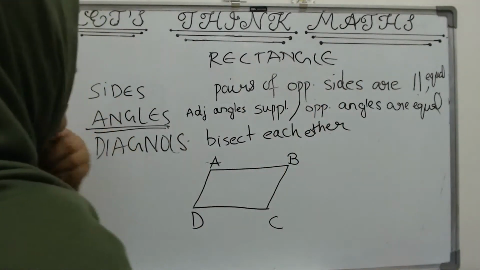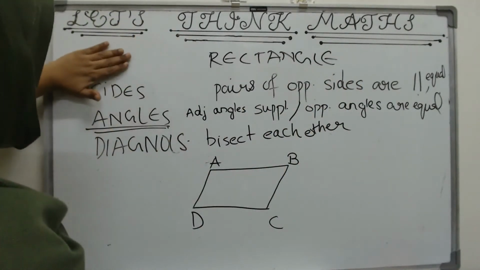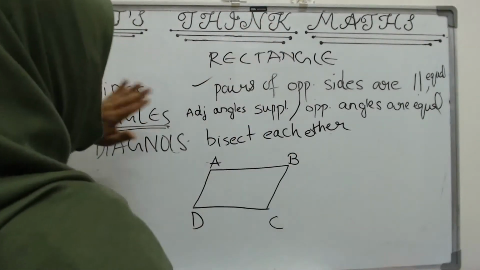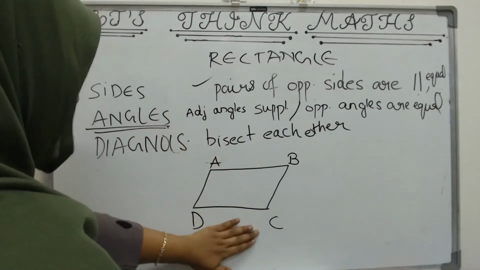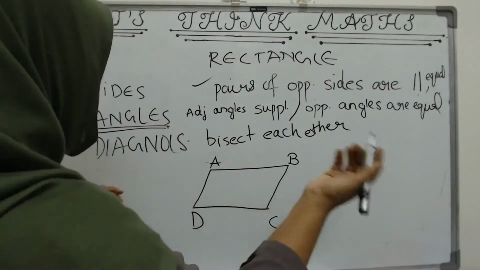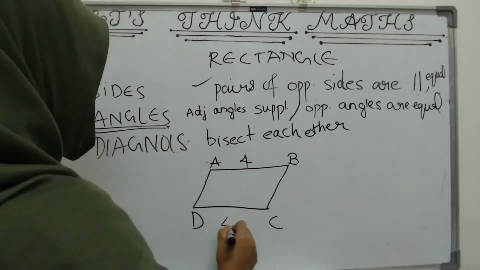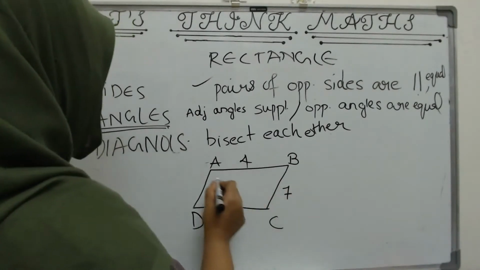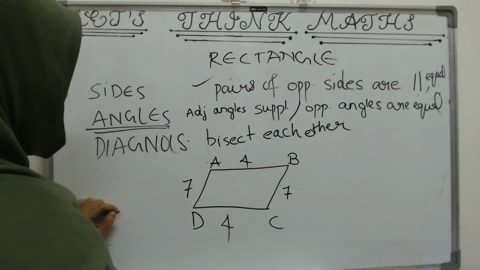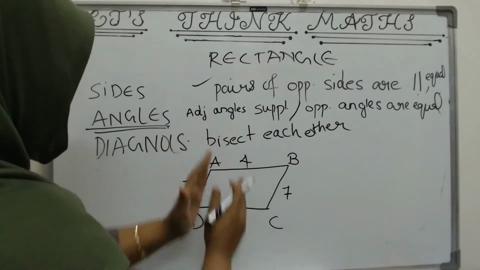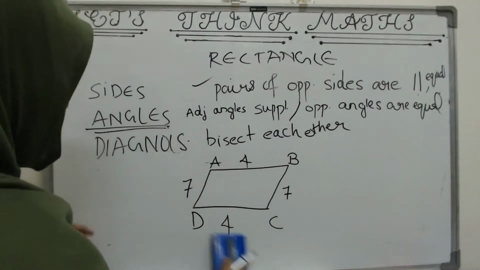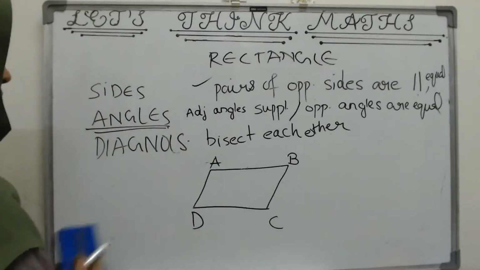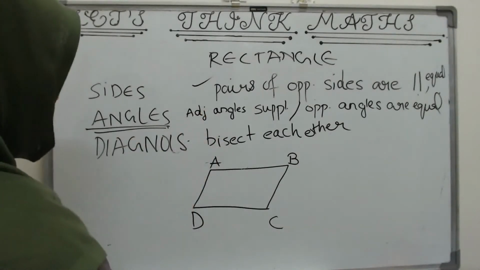So the properties of the sides of the rectangle are the same as the parallelogram. Nothing more to add. The opposite sides are parallel and equal, which means if AB is 4, CD will also be equal to 4. If BC is say 7, then AD will also be equal to 7. The opposite sides will be equal and parallel. So nothing different about it. But then this is where it changes.